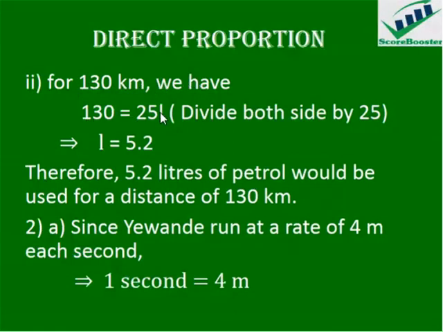130 equals 25L. You know, we have D equals 25L. So our D is 130, but we don't know the L. Divide both sides by 25, we have L equals 5.2. So 5.2 liters of petrol will be needed to travel for a distance of 130 kilometers. And that solves the first question. It's as simple as that.